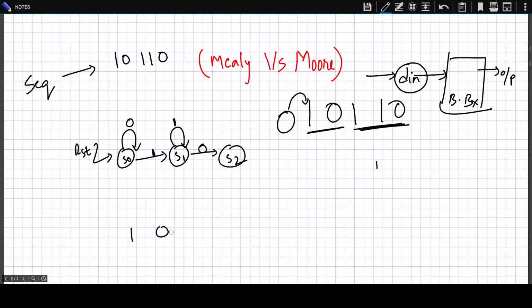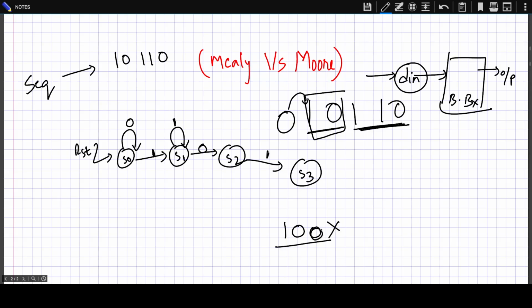Now I am in state S2. S2 represents that we have matched 1 and 0. Now if I get a 1, then move to state S3. If I get a 0, what would it do? 1 0 0: the pattern is not matched, the pattern is ruined. So you will go back to the starting state. If you get a 1, then you would move to the next state. If you get a 0 here, then you would go back to the starting. I hope you understood it.